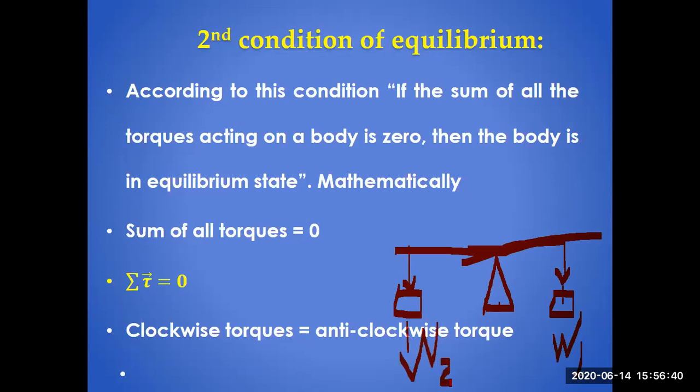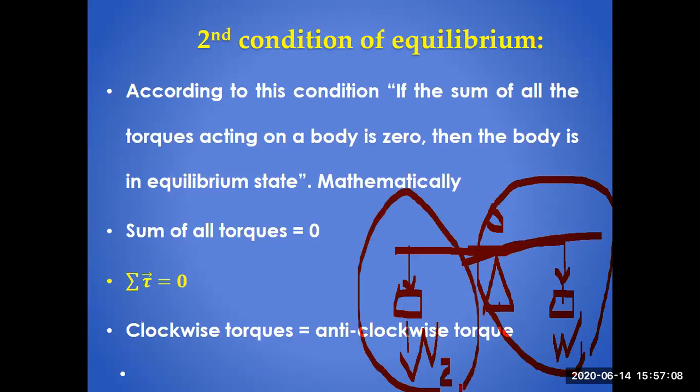If you look at the forces, this force W1 is acting, and the other force W2 is acting, and the point of rotation, the point through which it will rotate, is point O. So if these forces produce clockwise and anti-clockwise torques, and these two torques are equal, then it will be balanced. Mathematically, how will you write?